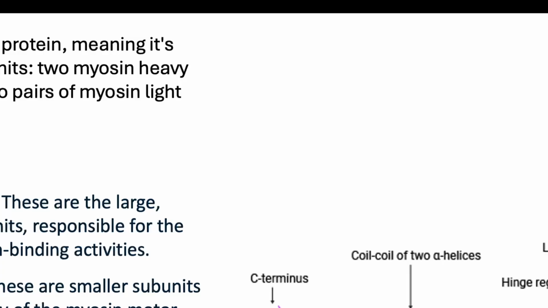One is the regulatory light chain, which is this blue in color. These are involved in regulating myosin motor activity, often through phosphorylation. And then there are essential light chains. These are involved in the structural integrity of the myosin molecule and may also play a role in interaction with actin. So these are the functions of the different monomers of the myosin molecule. It is made up of 2 heavy chains and 2 pairs, or 4 light chain molecules.